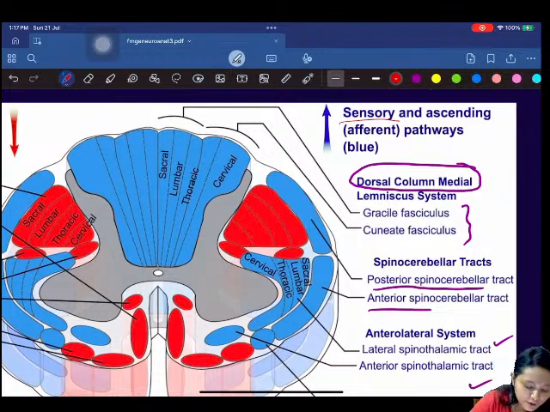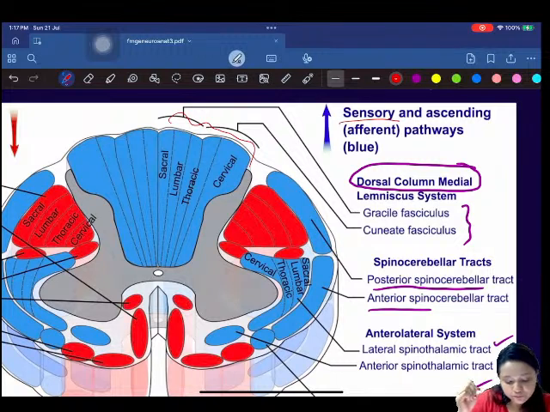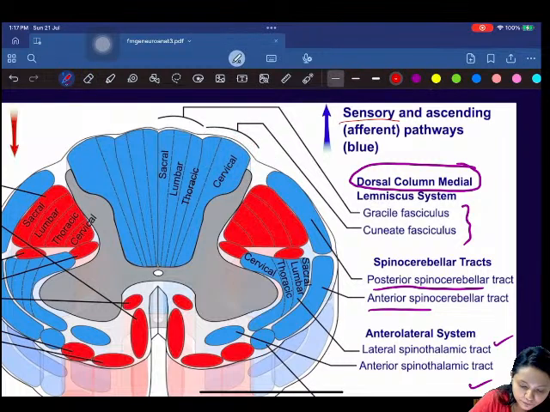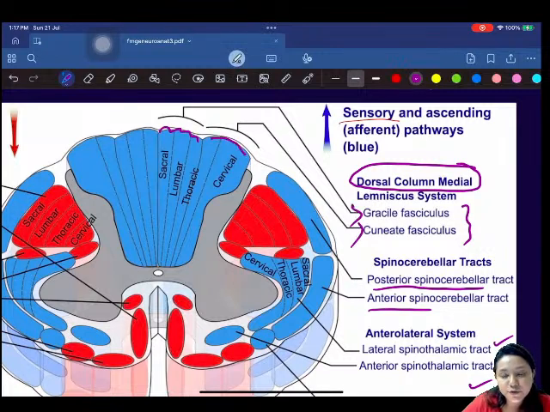Now on the posterior-most part, you have the gracile tubercle and the cuneate tubercle. So you have the fasciculus gracilis and the fasciculus cuneatus. Most medially you will have the fasciculus gracilis, and just lateral to that you will have the fasciculus cuneatus. They have asked about the dorsal column. So the dorsal column will have your fasciculus gracilis and fasciculus cuneatus.